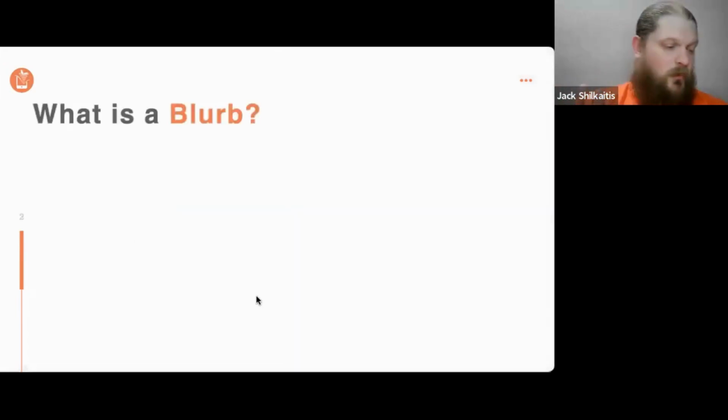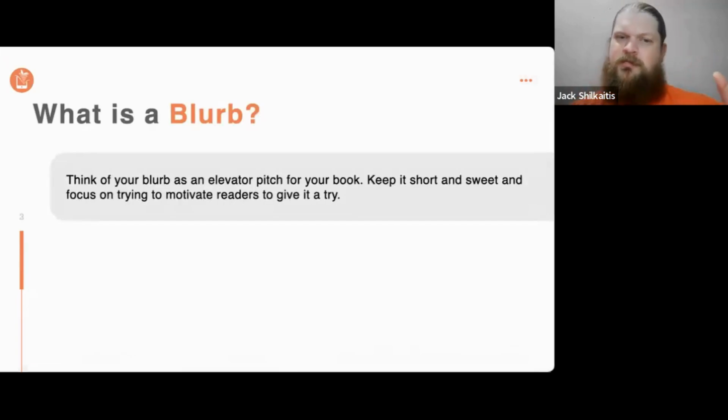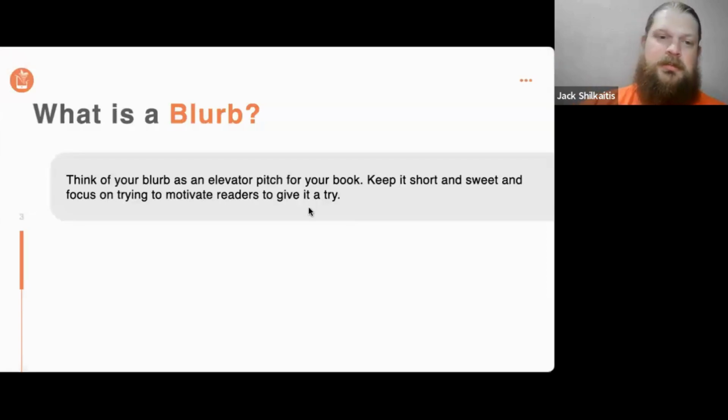So, what is a blurb? Well, I want you to think of your blurb as an elevator pitch for your book. It needs to be short and sweet, and it should focus on trying to motivate readers to read your book. That is the purpose of a blurb. Like if you had 10 seconds to explain to somebody what your book is about in the most compelling way possible, that is what your blurb is.